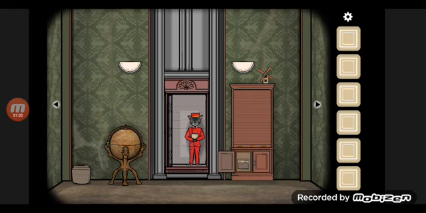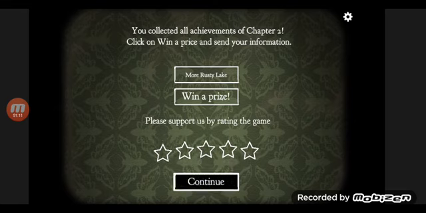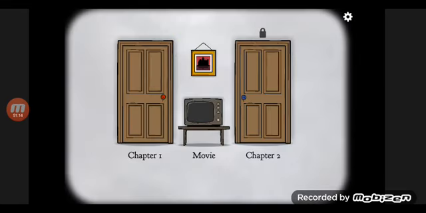Let's open it and give the golden cube to this bat. And we've got the alternative ending of chapter 2.